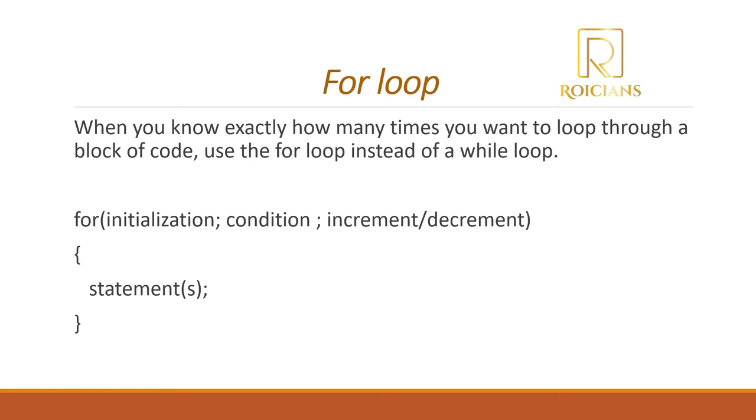So guys, we use a for loop when we are sure about the number of iterations. When you know exactly how many times you want to loop through a block of code, use the for loop instead of while loops. In while loops, you are not sure about how many times you want to iterate the block, whereas in a for loop, you're sure about the number of iterations. So the syntax of a for loop is: first you initialize, then we give the condition, increment or decrement, and then we provide the statements. Let's understand this with the implementation.